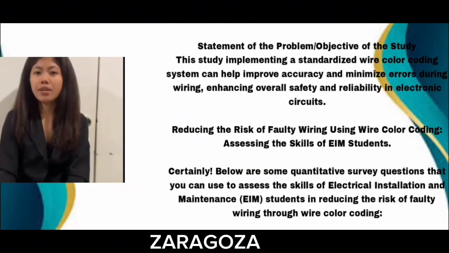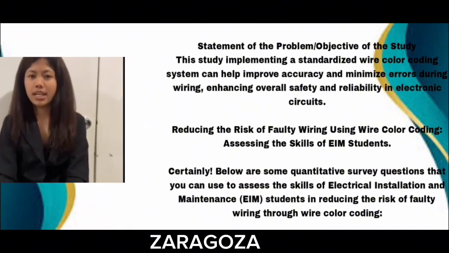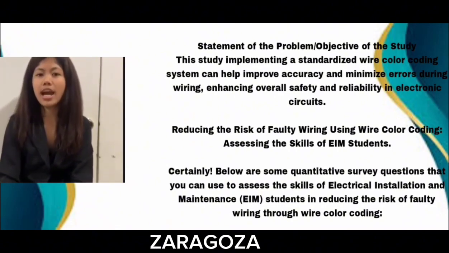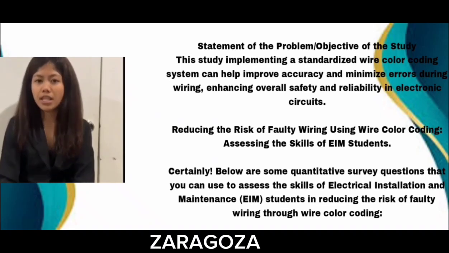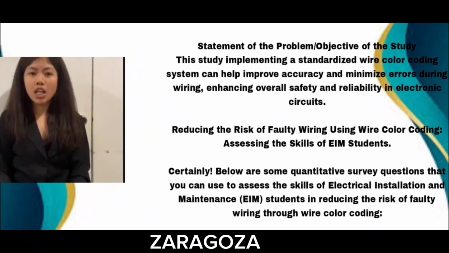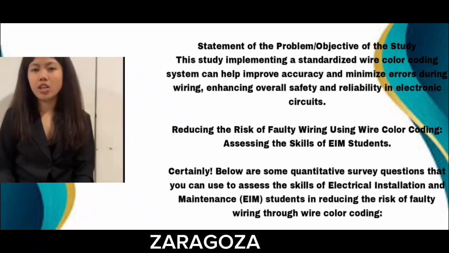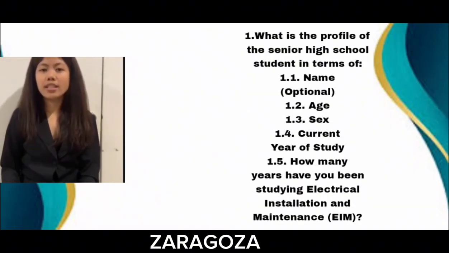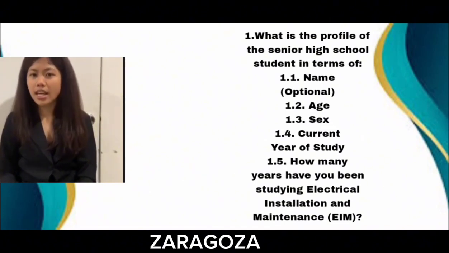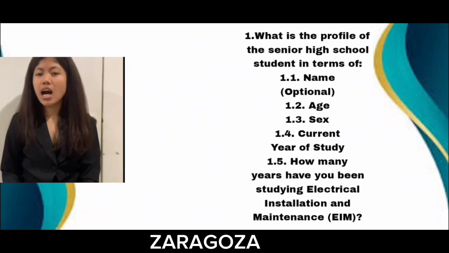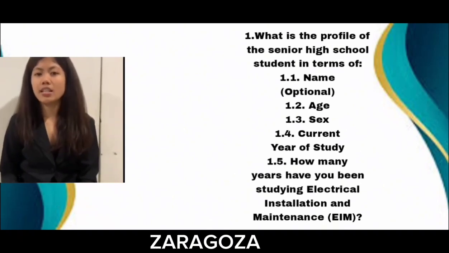This study implementing a standardized wire color coding system can help improve accuracy and minimize errors during wiring, enhancing our own safety and reliability in electronic circuits. Below are some quantitative survey questions that assess the skills of EIM students. Number 1, what is the demographic profile of senior high in terms of name, age, sex, current year of study, and how many years they've been studying in EIM strand?